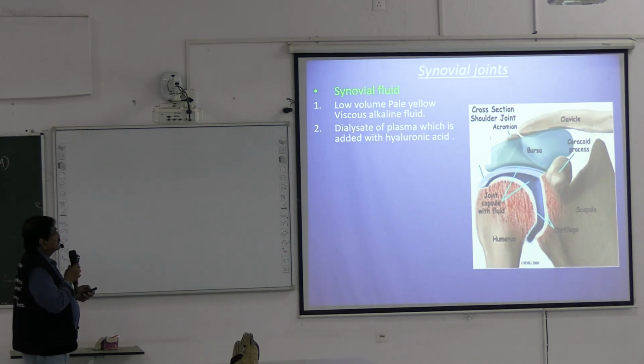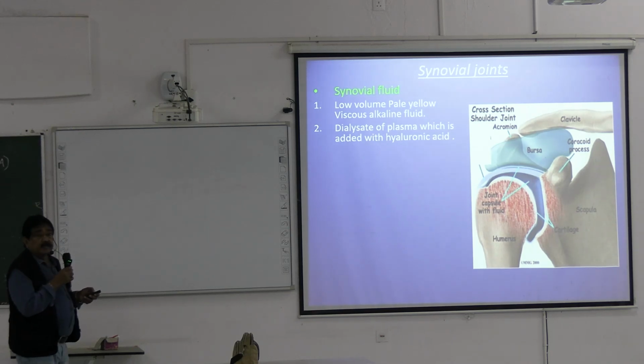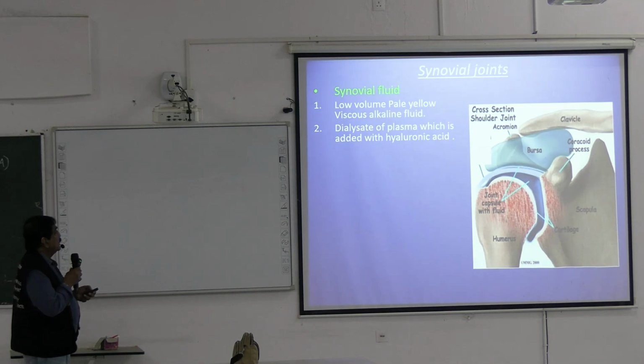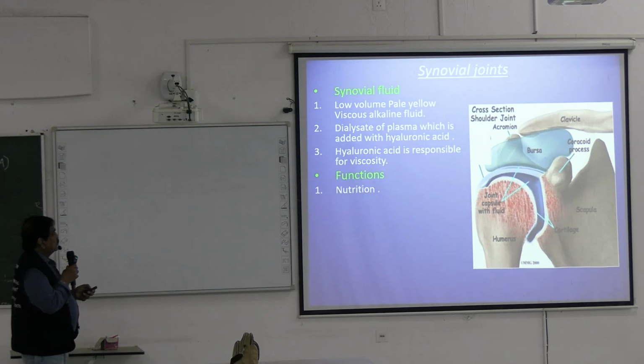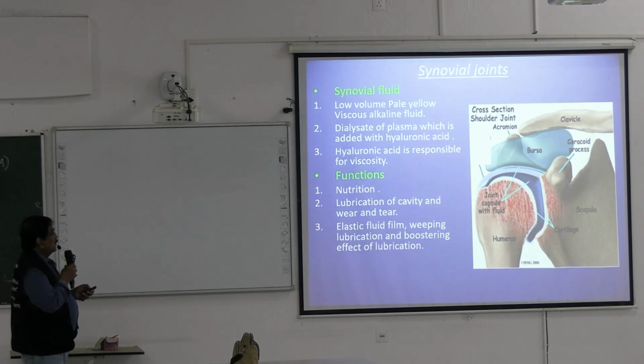Dialysate of plasma, which is added with hyaluronic acid. This is the synovial fluid content. What is the composition of synovial fluid? Hyaluronic acid is responsible for viscosity. Functions: nutrition, lubrication of the cavity, wear and tear, elastic fluid film, weeping lubrication and boosting effect of lubrication. Environmental temperature, viscosity: more movement, more lubrication.